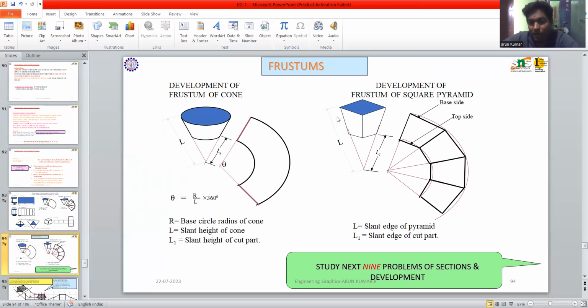Similarly, I take the example of a square pyramid. Here the same conditions apply. I cut the plane at a particular length, L1. The square has four sides, so I develop the four sides and draw the arc in a curved surface area. Here L is the slanting length of the pyramid and L1 is the slanting edge of the cutting part. I have to mention this in the problem. This is the overall review about development of solids. Thank you.